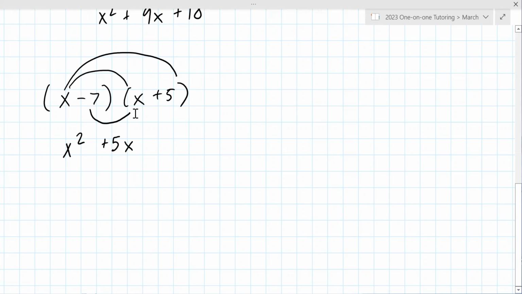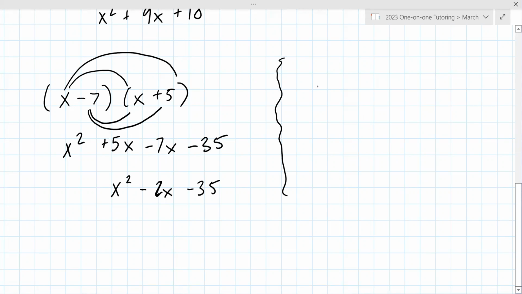Then you take the minus 7 times the x, and then the minus 7 times the 5, like that. Yes. Okay. That makes sense. All right, so let me have you try one here. Let's have you try x minus 4, x plus 6.